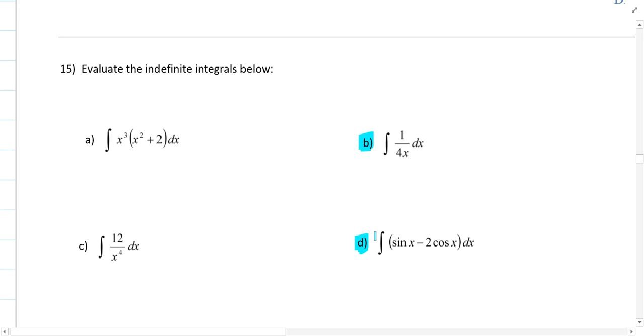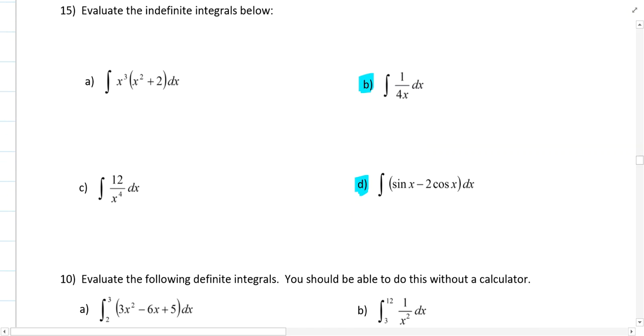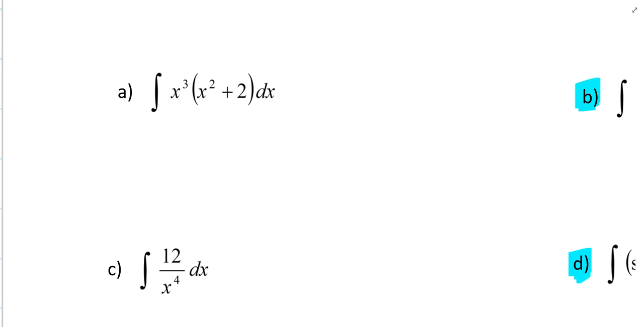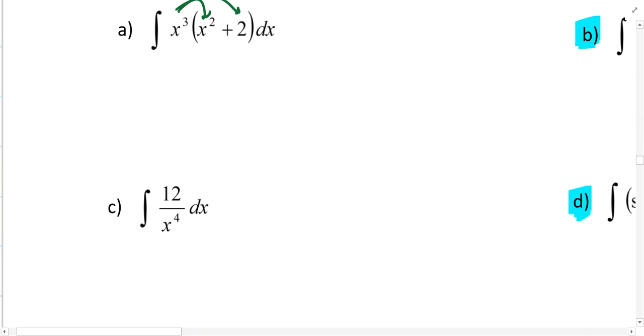And I'll point out that B and D are unlike any of the questions we've seen recently. Excuse me, A and C are very similar to what we saw most recently. And by that I mean we could essentially create power rules out of these two examples if we distribute, in this case, this x cubed into this. We've got a polynomial that we can find the antiderivative of, and for this example we can find the antiderivative of 12 times x to the negative fourth power, and then run with that.